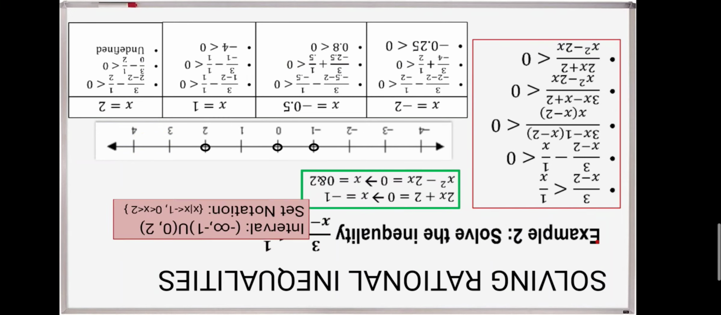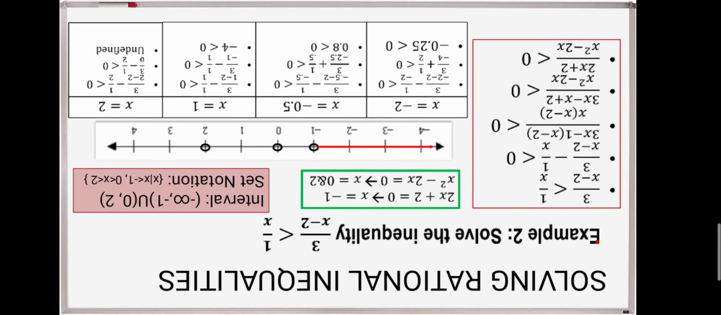That's why our solution will be, okay, in graph, we have this illustration. Okay, this is the included part, and this is the included part, or they are the solutions. So in interval notation, we have from negative infinity to negative 1. Okay, this part wherein negative 1 is not included. That's why we use parentheses. Union 0 to 2. Okay, wherein 0 and 2 are not included. That's why we use parentheses.